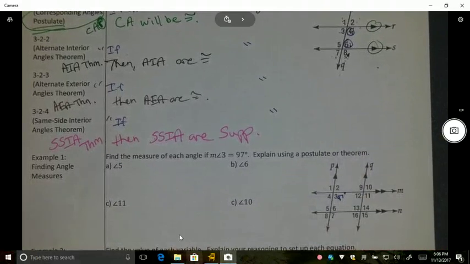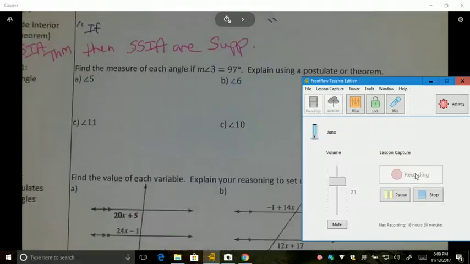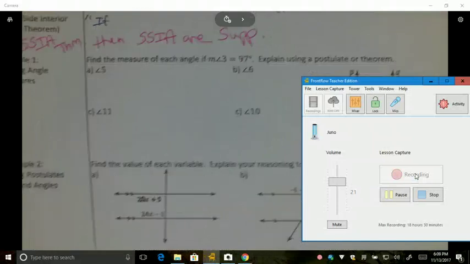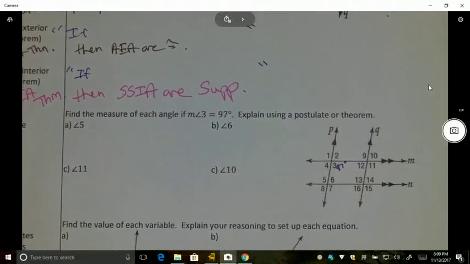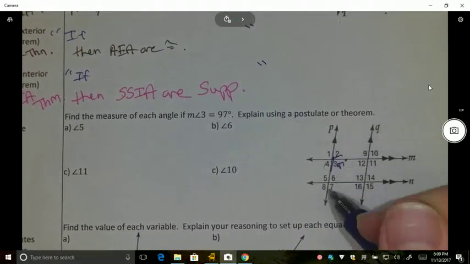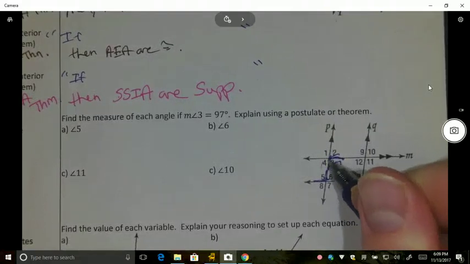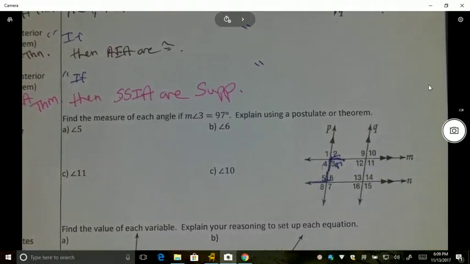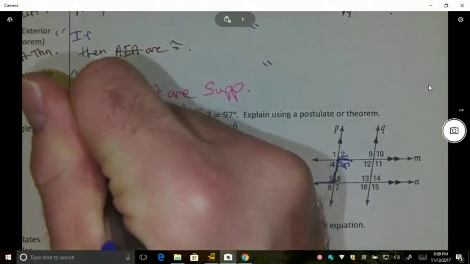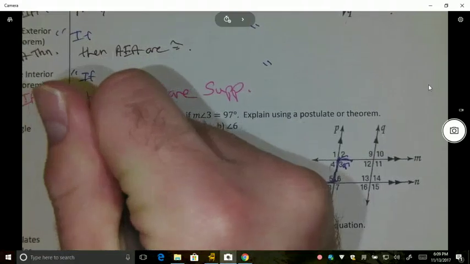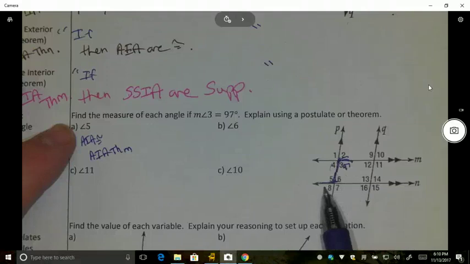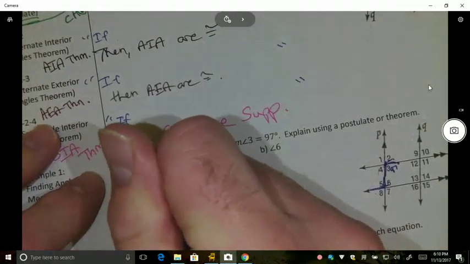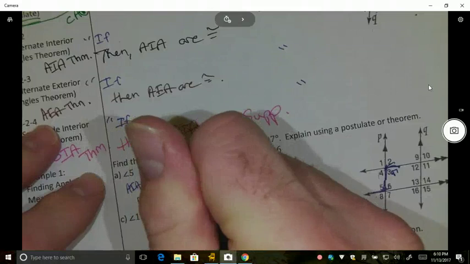All right, we're looking at angle 5. We see angle 3 is 97. And here's the vertex for angle 3, right here, and angle 5 is here. Their relationship is that they are alternate interior angles. We know that alternate interior angles are congruent by the alternate interior angle theorem. Since they're congruent, angle 3 and 5 have the same measure. So the measure of angle 5 is also 97 degrees.